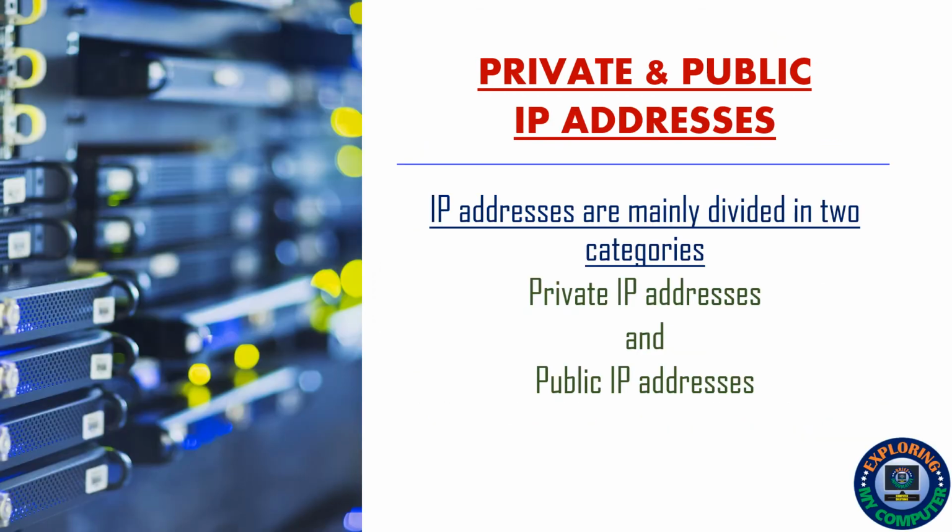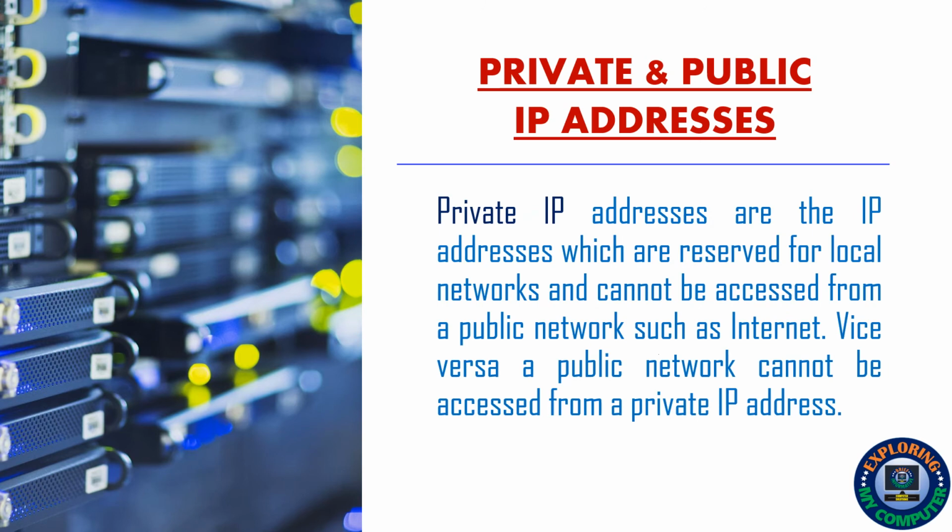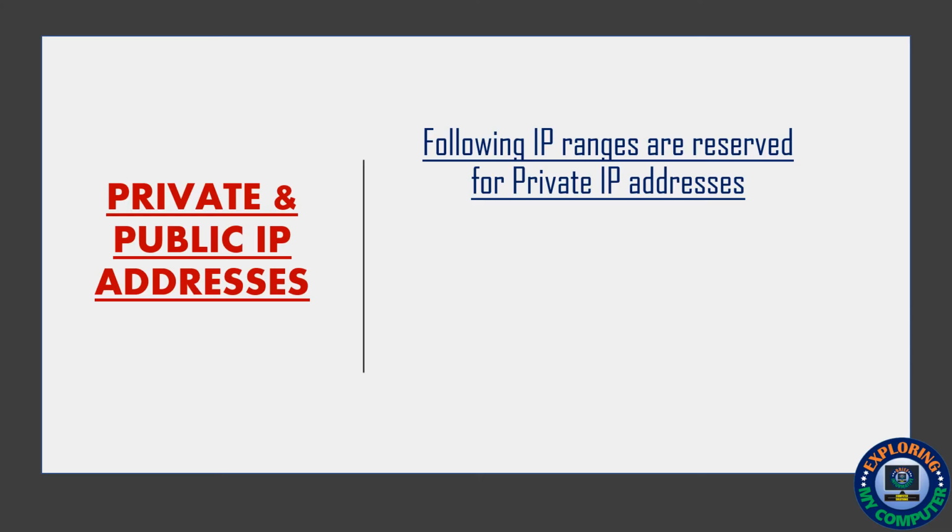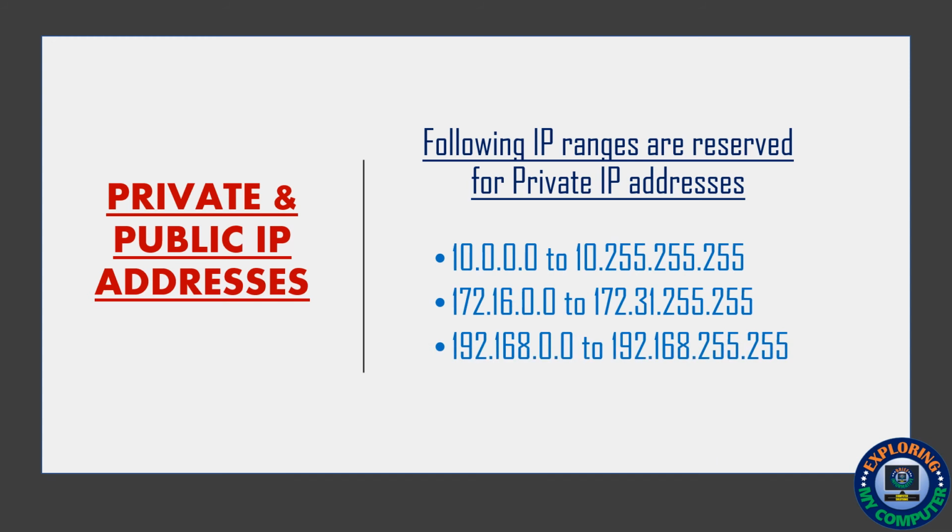Private and public IP addresses. IP addresses are mainly divided in two categories, that is private IP addresses and public IP addresses. Private IP addresses are the IP addresses which are reserved for local networks and cannot be accessed from a public network such as the internet. Vice versa, a public network cannot be accessed from a private IP address. The following IP ranges are reserved for private IP addresses.